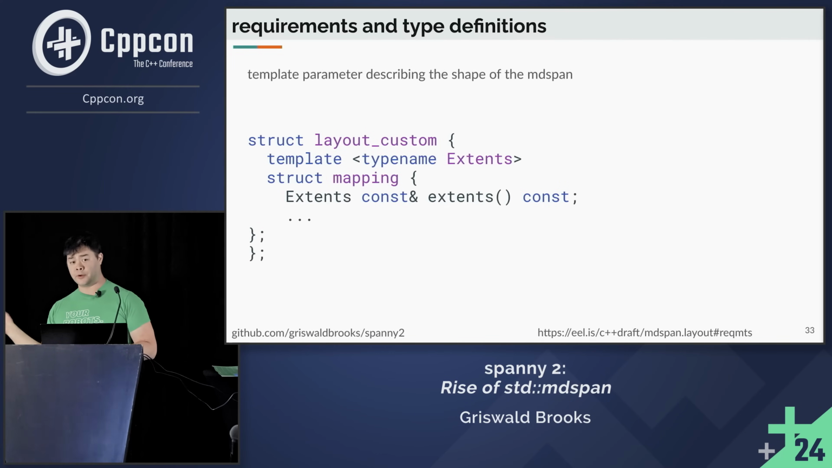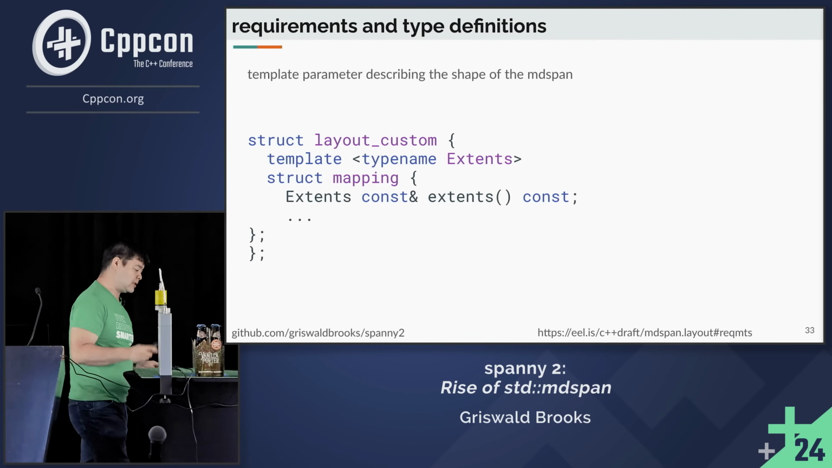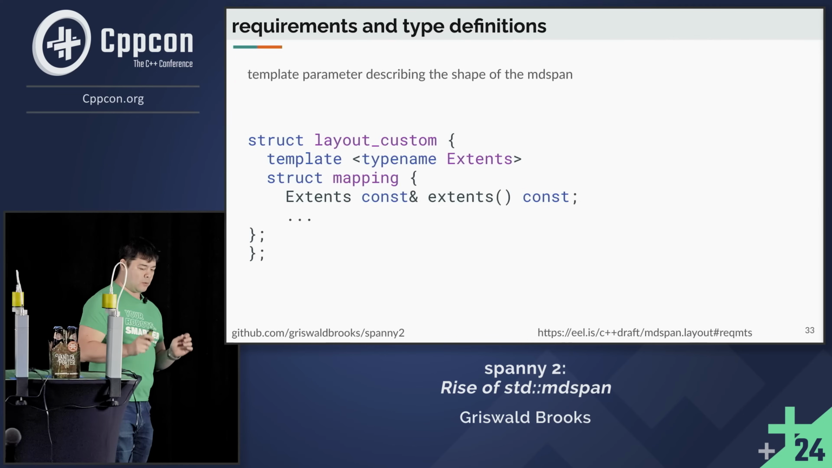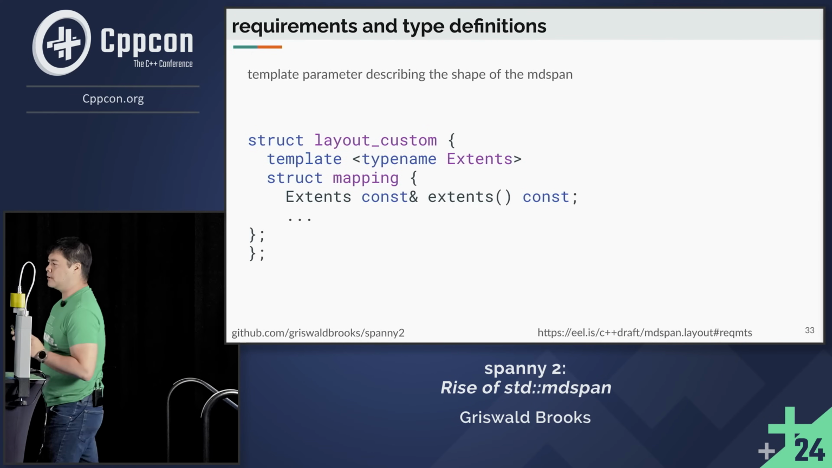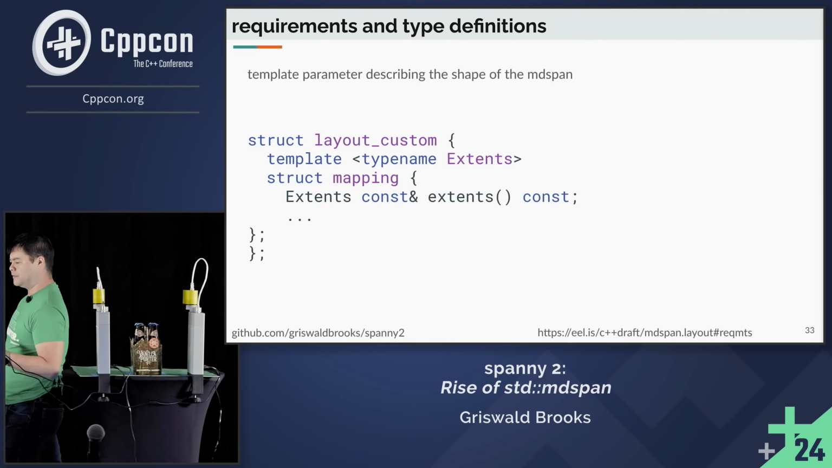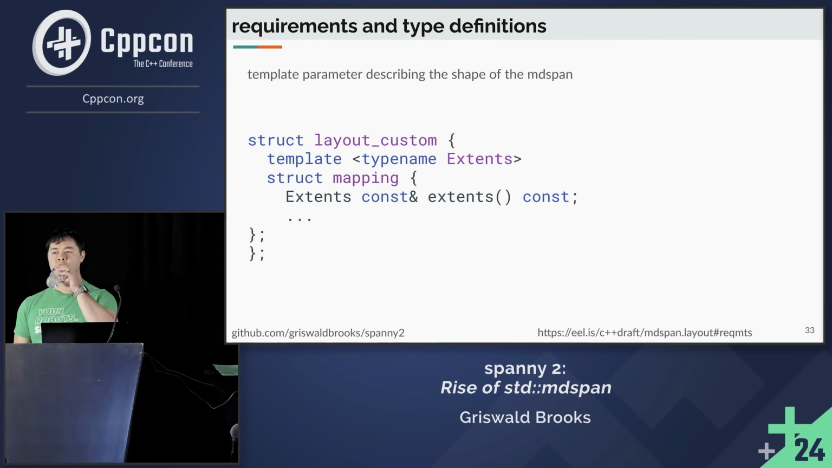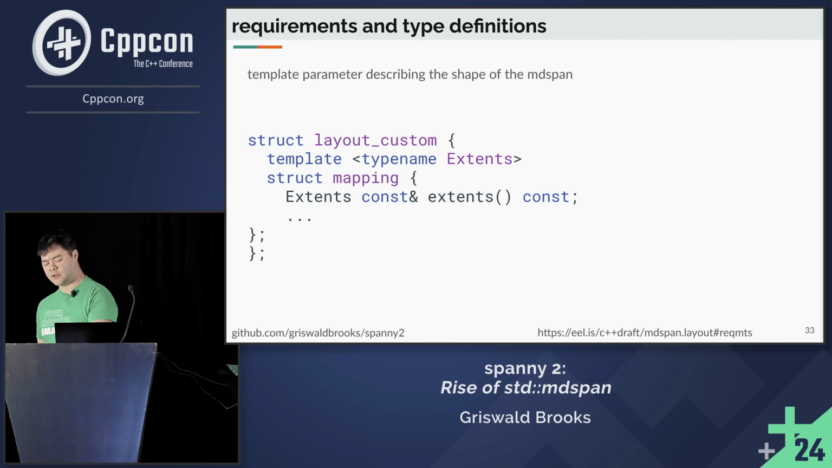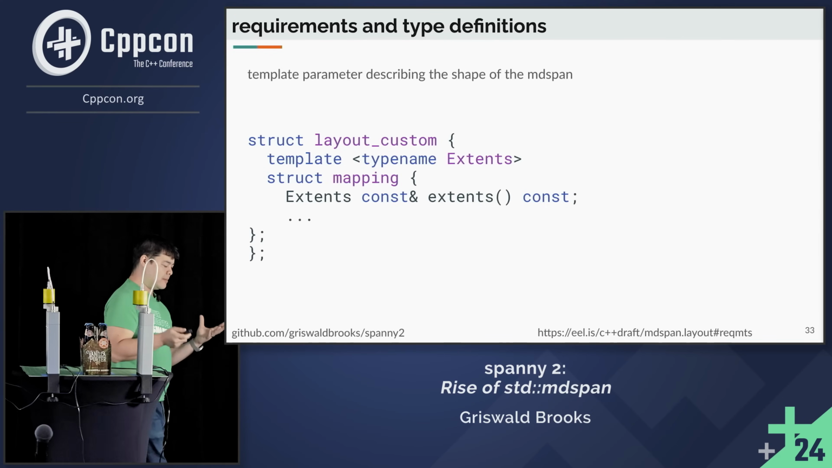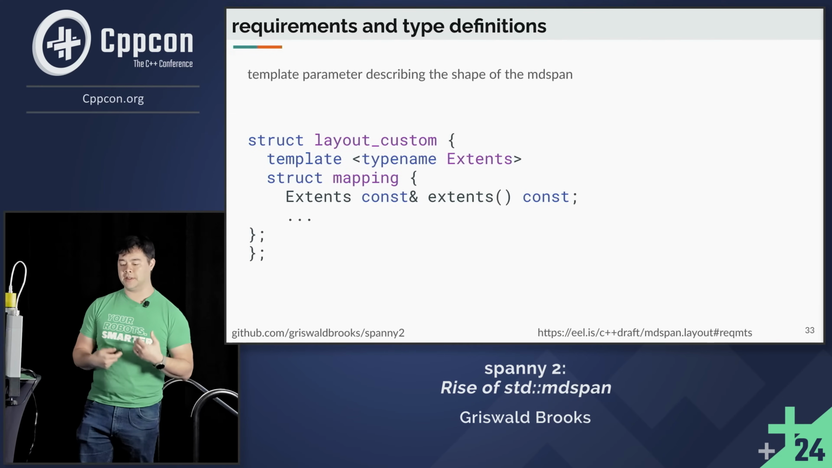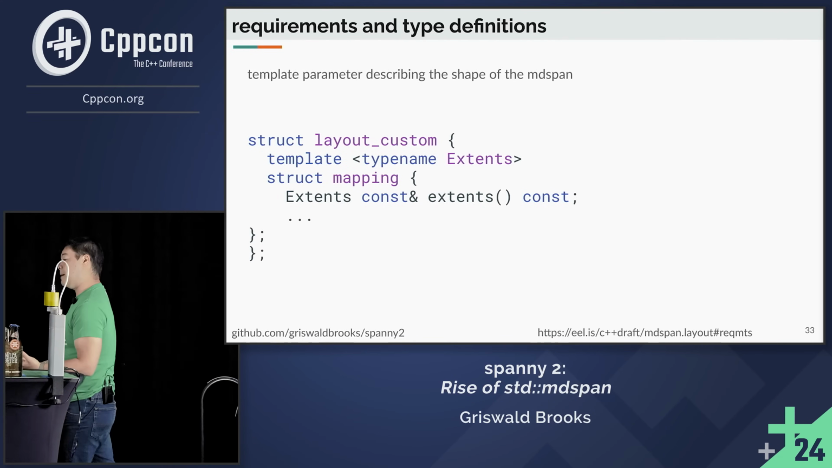All right, so those are the defaults. Those are what come out of the box. Now I'm going to talk a little bit about what it would take to do your own custom layout. There are a couple of requirements for making your own custom layout. Whenever you make a custom layout policy, what you're really doing is making an object that has another object inside of it. So your layout has an object called mapping.